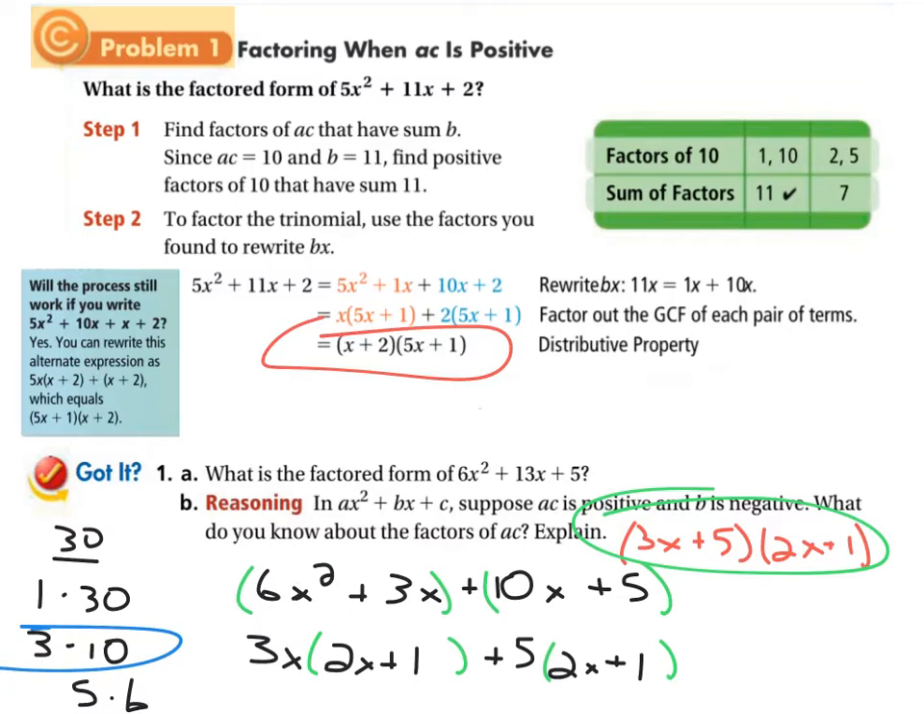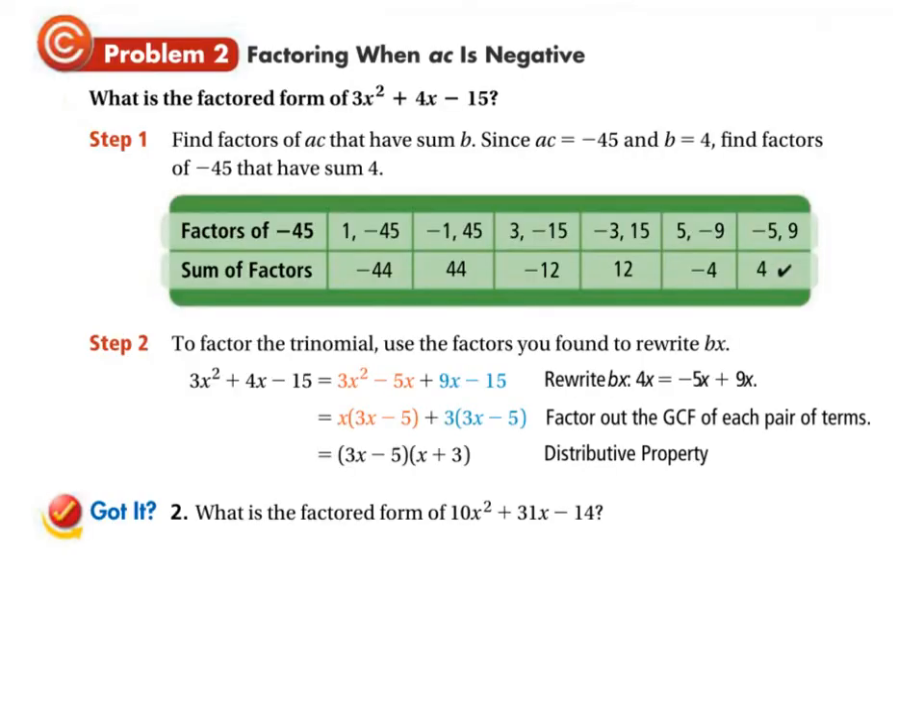There's only a few problems in this whole thing. Let's keep going. Okay, so for this problem, we've got AC being negative. We have one of these numbers is positive, one of them is negative. So when you multiply positive times negative, you get negative. What's the factored form of 3x squared plus 4x minus 15? Well, if we take A, 3, and C, negative 15, we get negative 45, right? So you need to find the factors of AC that have a sum of B, positive 4.